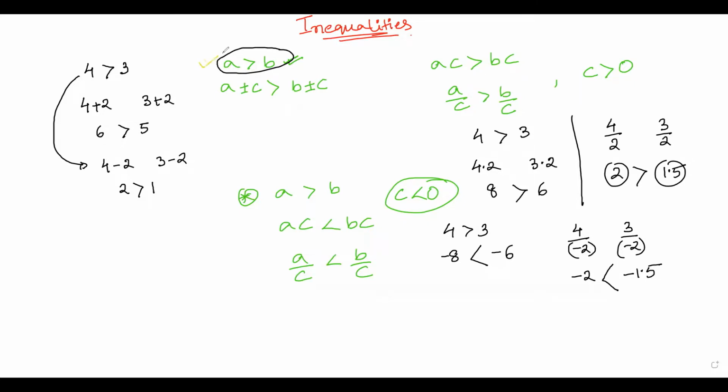So if a is greater than b, in such cases, a plus or minus c would be greater than b plus or minus c. And ac would be greater than bc, or a by c would be greater than b by c, if c is greater than 0. But if c is less than 0, in such case, ac would be less than bc and a by c would be less than b by c.